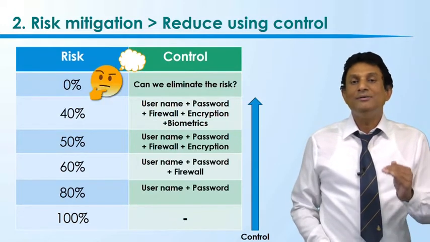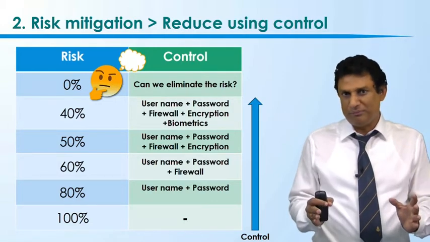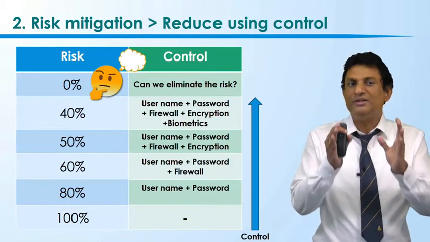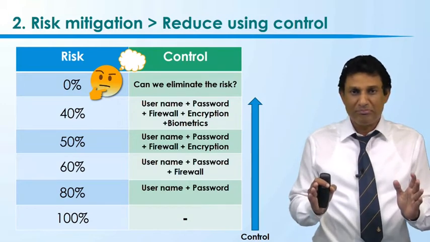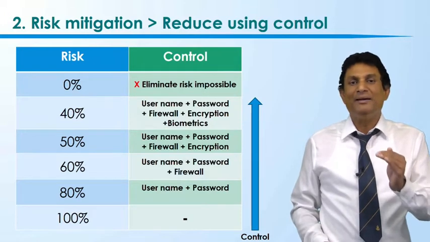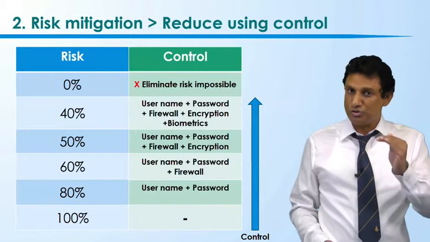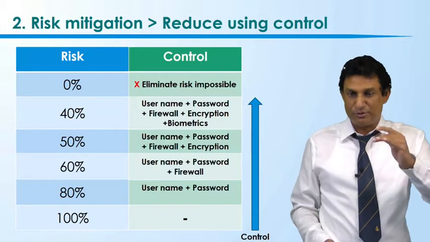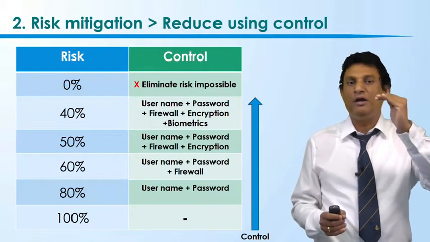Okay. Now another question: we come up with all the controls in the world, and then can we decide at one point in time that our risk is 0%? That means we eliminate the risk. Is it possible? I don't think so. So it's not possible to eliminate the risk. That's very important. Remember that we can reduce the risk using controls. But now you can see that we started from 100% total exposure, and then 80, 60, 50 and 40.